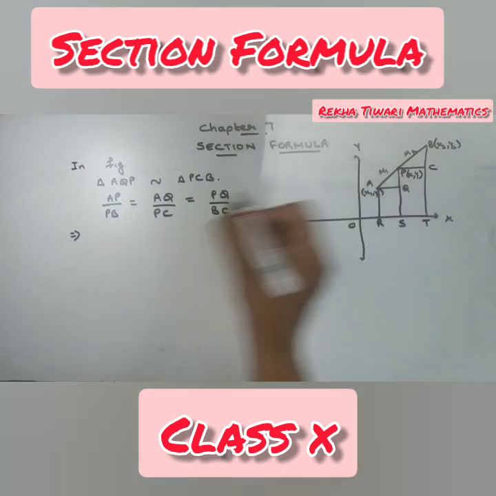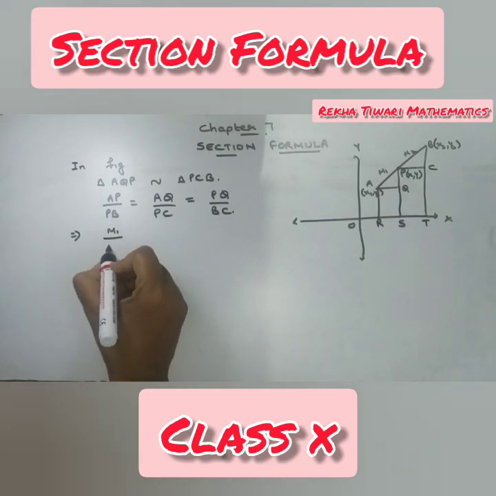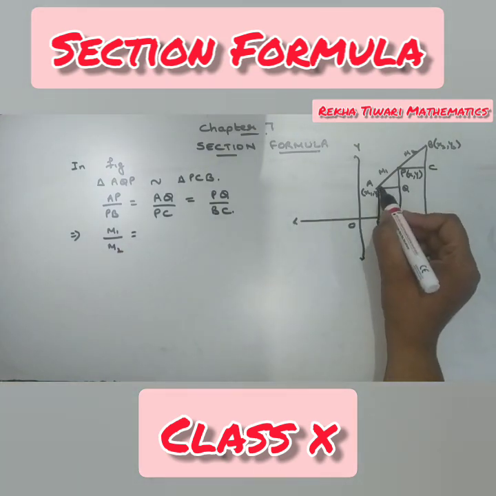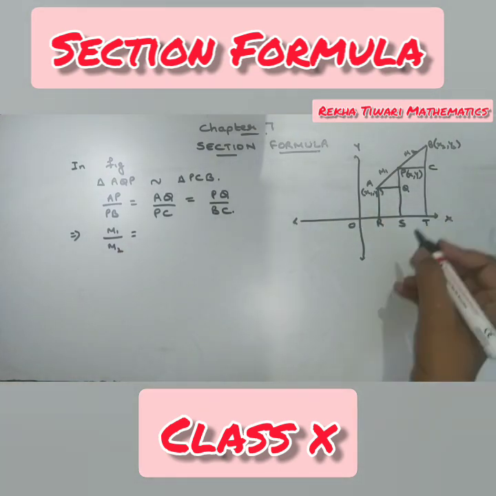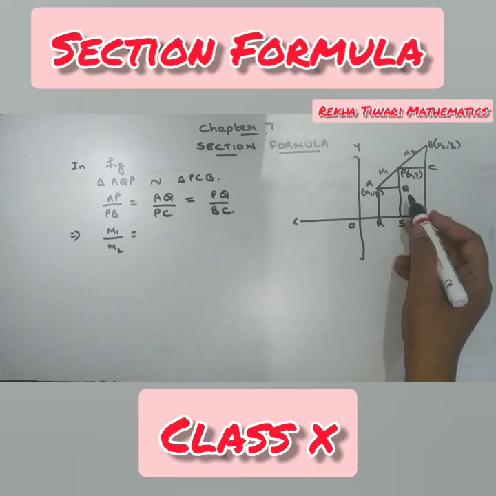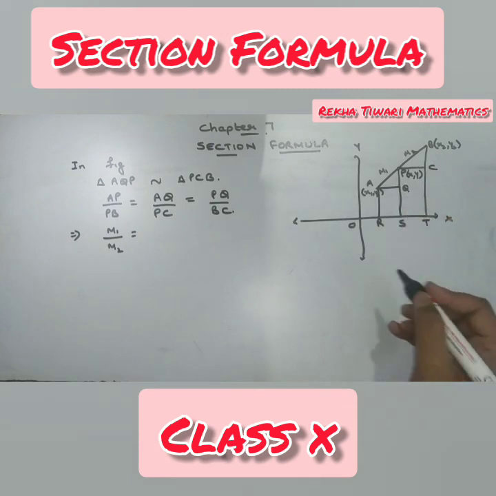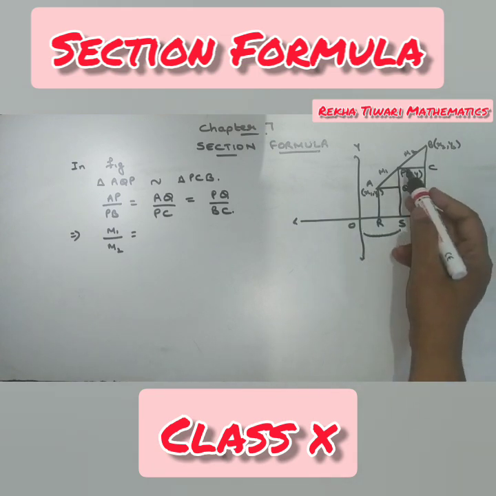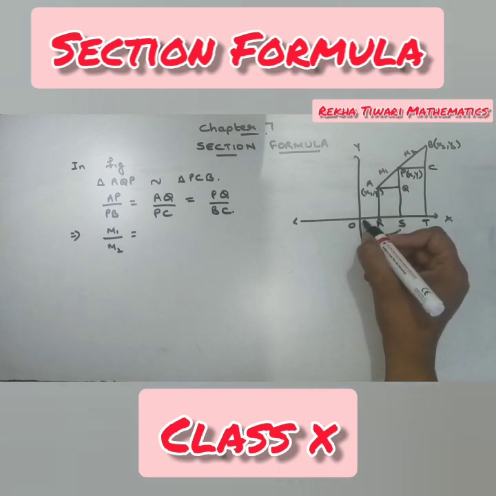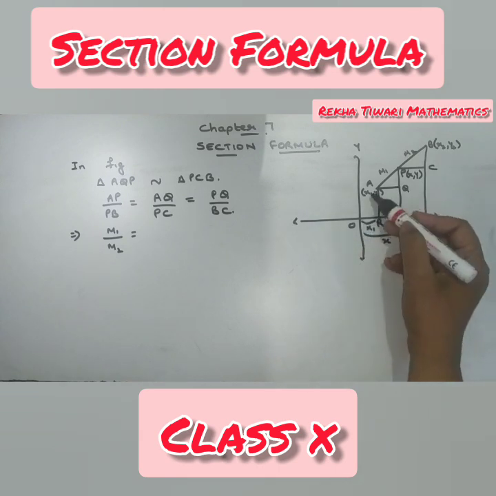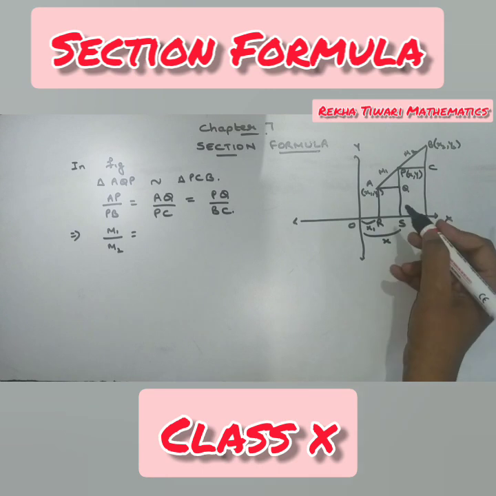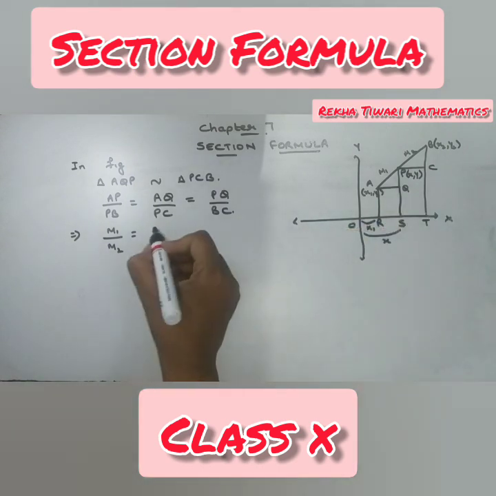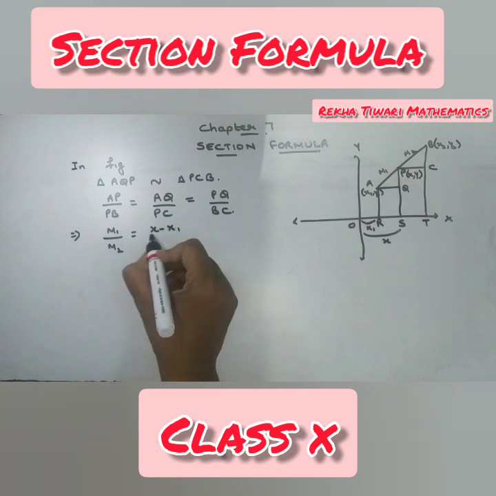Let us place the values. See, what is AP? AP is m1. PB is m2. From the figure you see PB is m2. AQ: I have explained in the distance formula how to calculate AQ. For calculating AQ, you have to find OS. What is OS? OS is x. And what is OR? OR is x1. You can check the coordinates from here. So AQ is equal to RS, and RS is x minus x1. So AQ is also x minus x1.